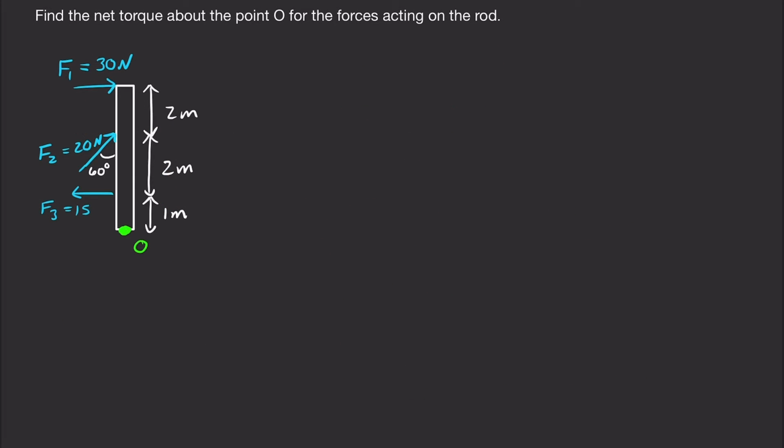We have another rod that has 3 forces acting at one time, and we're asked to find the net torque about the point O for the forces acting on the rod. So this means we need to sum up all of the torques. So we're going to have R1, the distance from the first force to the point O, times F1 times sine of the angle between F1 and R1, so we'll call that phi 1. But we can already see that this is going to be 90 degrees, so sine of 90 is just 1, so that kind of just goes away.